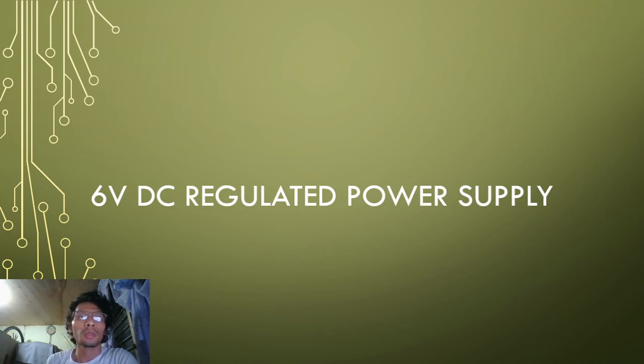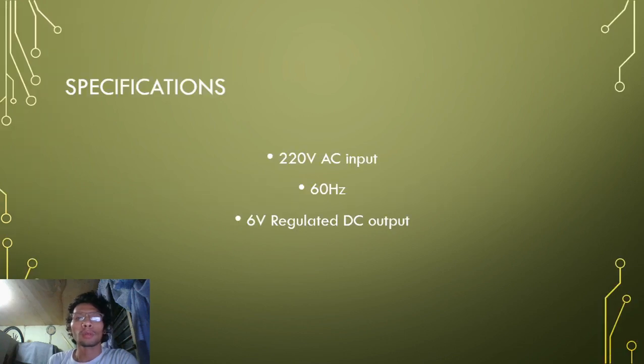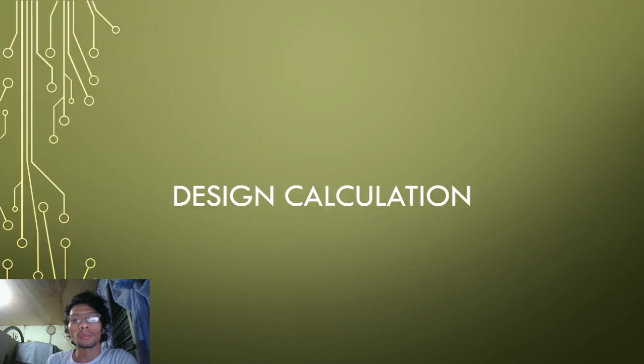The specification is a 6 volts DC regulated power supply, while the input is 220 volts AC input with 60 Hz frequency. To go further, before modeling on the LTspice, I have some design calculation to present. So this is the slide of the design calculation.